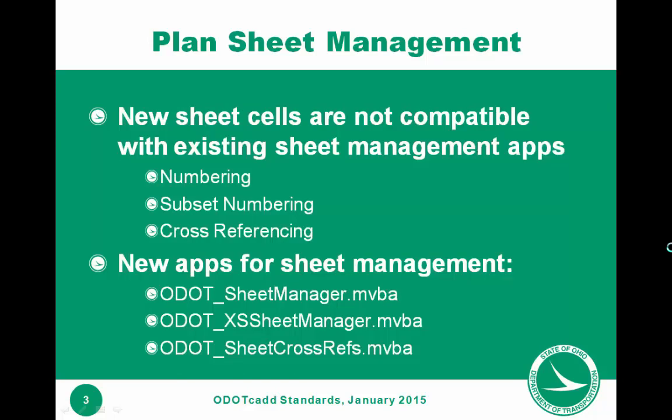Now, these new sheet cells in the ODOT Sheet Cell library are not compatible with existing sheet management applications. So the applications that we've been using for numbering, subset numbering, and cross-referencing, those will no longer work because they use the data entry regions and they looked for data entry regions of a specific color. So we have some new applications to replace the older applications. There are 3 new applications available: the ODOT Sheet Manager and Cross-Section Sheet Manager, which I'll demonstrate in this video, and I'll demonstrate sheet cross-referencing in a separate video.